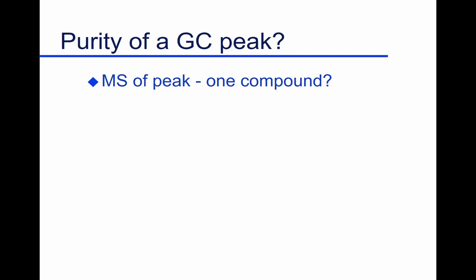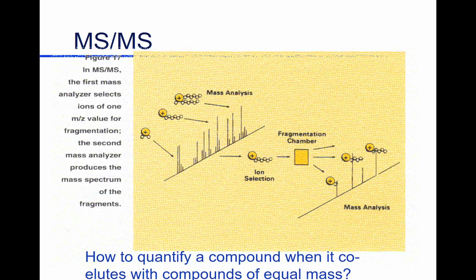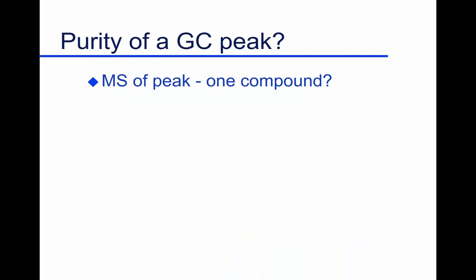Purity of a GC peak, with the mass spec. You can never be certain that a peak coming off a gas chromatograph or an LC is just one thing. I mentioned how many million compounds exist in nature. How can we be certain that this peak is only that?